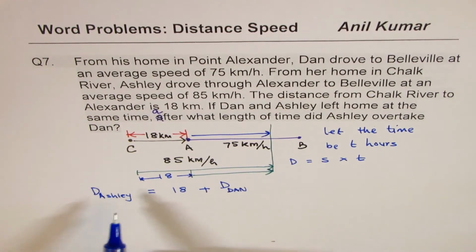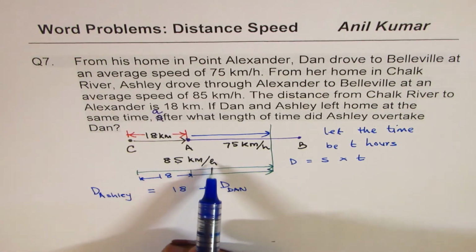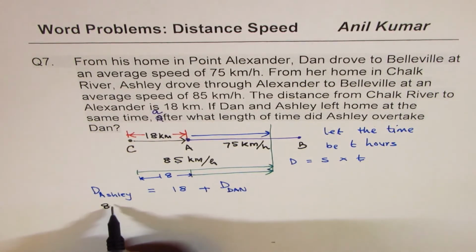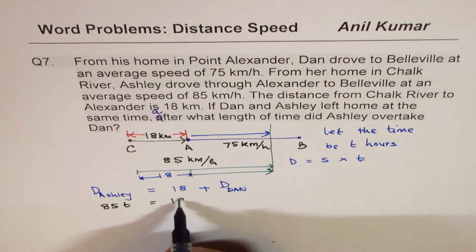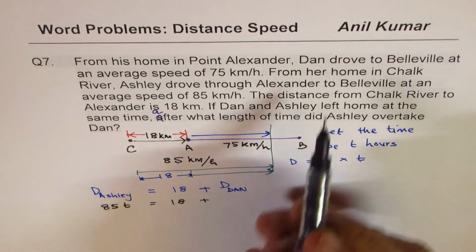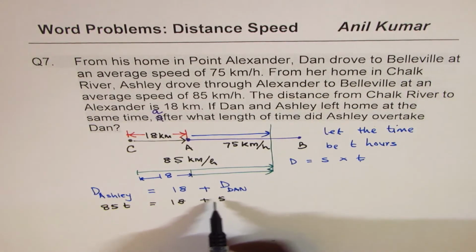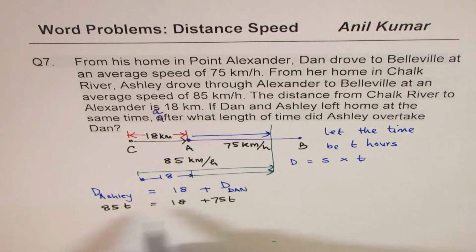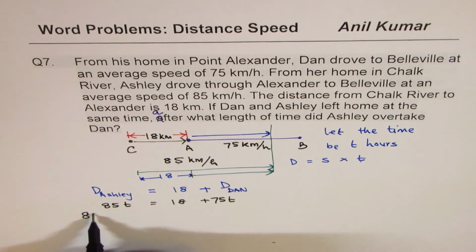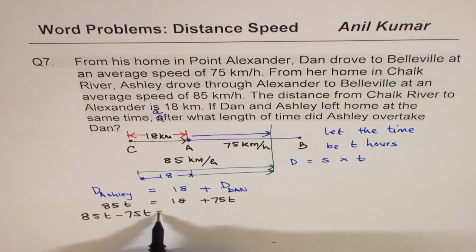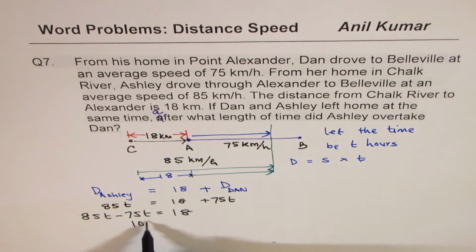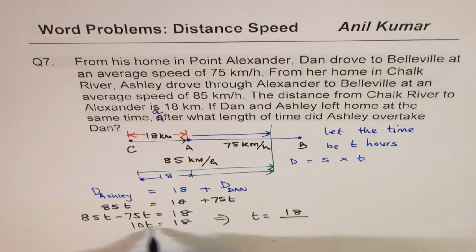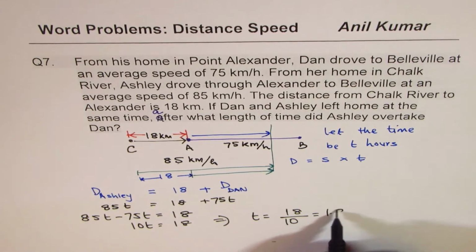Perfect. Now what is the distance traveled by Ashley? 85 kilometers per hour in T hours, right? So that gives you one equation, which is 85T, and that is 18 plus the distance traveled by Dan, which is 75 kilometers per hour in T hours. So that is the equation. Perfect. Now we have to only solve this equation. So let's bring it on the left side. So we get 85T minus 75T equals 18. And that is 10T equals 18. And that gives you T equals 18 divided by 10, which is 1.8 hours.